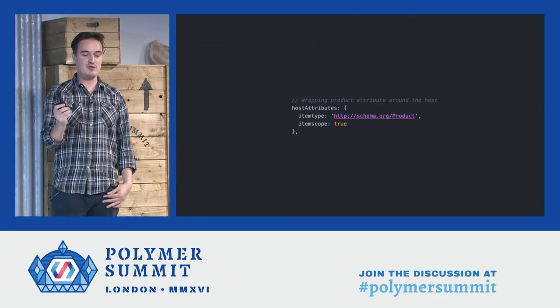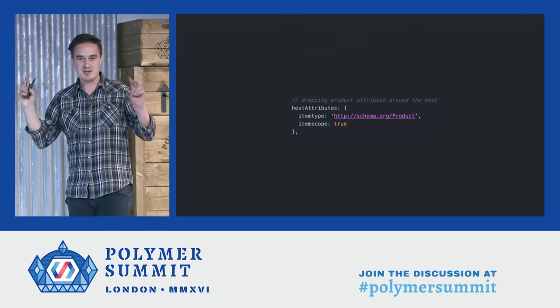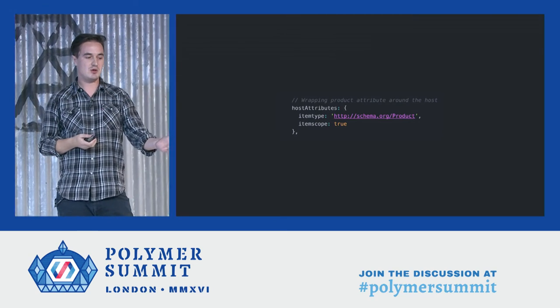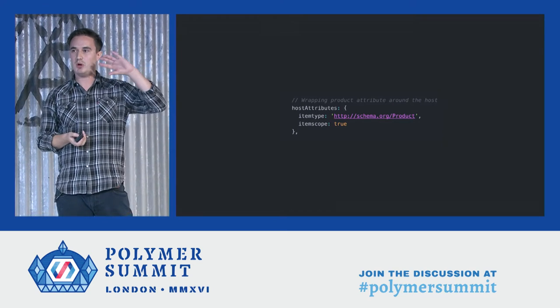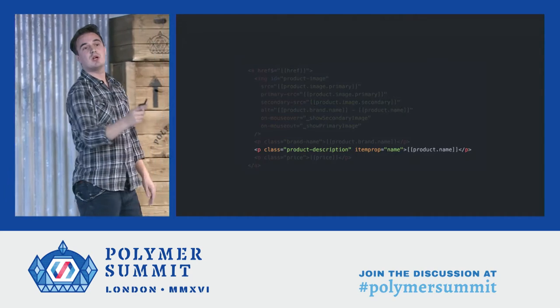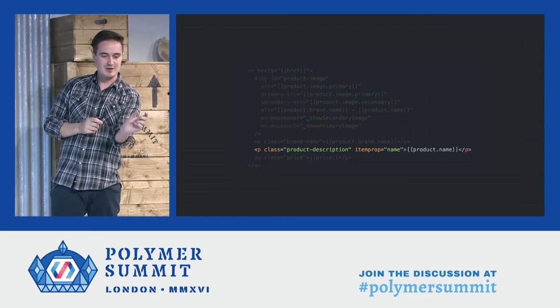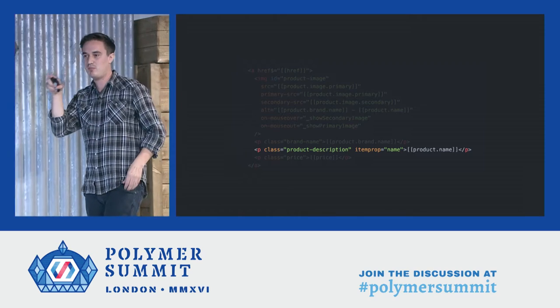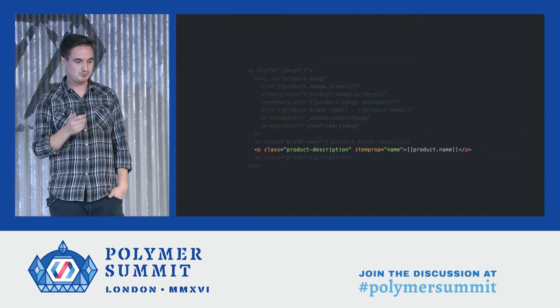So what we need to do first is put on the host attribute that it's a product. So this is all this is doing. The host attributes inside your Polymer constructor will allow you to do this. The next is we're going to mark the name as the name. With this itemprop, we're just saying that property name is the name of the product.